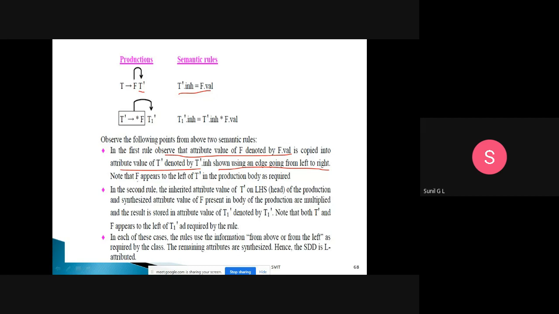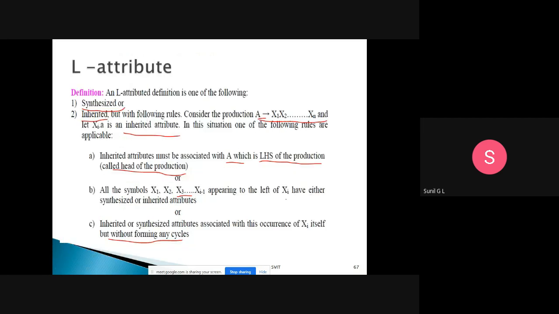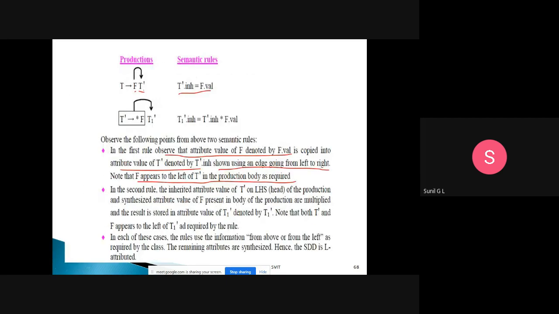Note that F appears to the left of t' in the production body. So here F appears on the left. If you have Xi, it may be either synthesized or inherited. Our inherited attributes must be associated with A, which is the LHS of the production. So here it will be the LHS of the productions; it may be inherited or synthesized, since it is on the left side. That is the one thing.